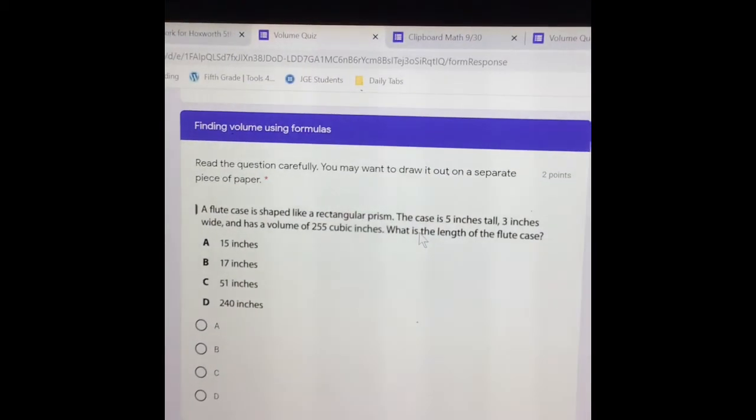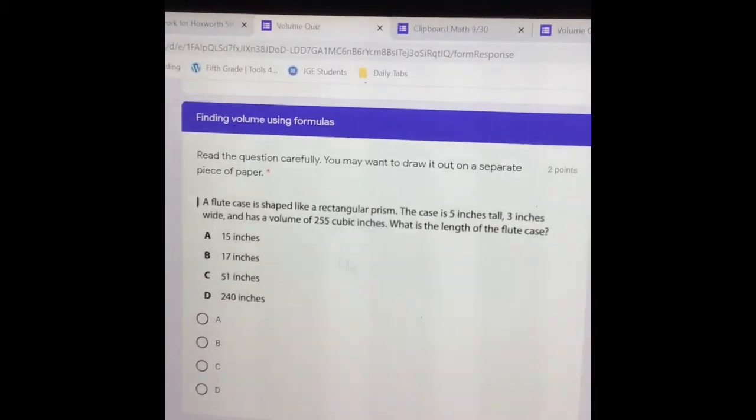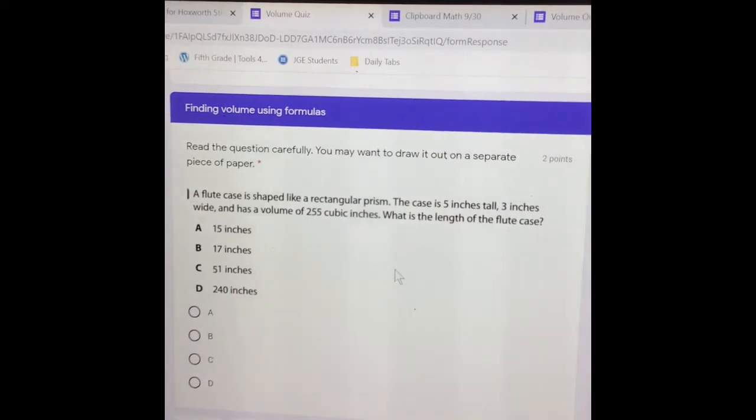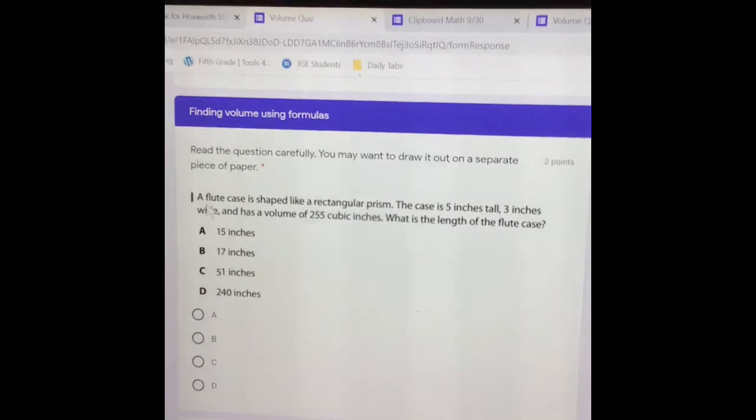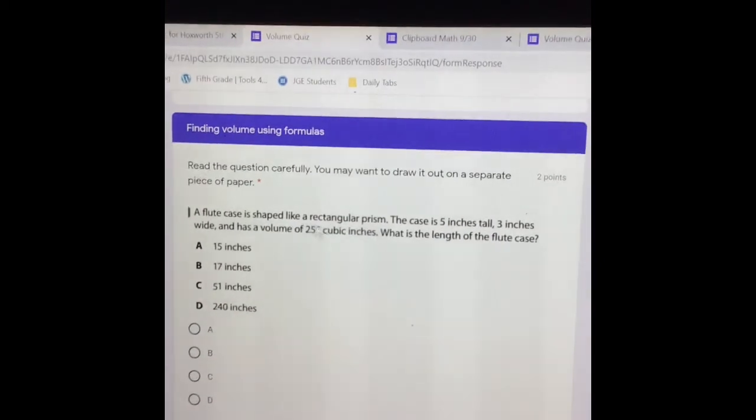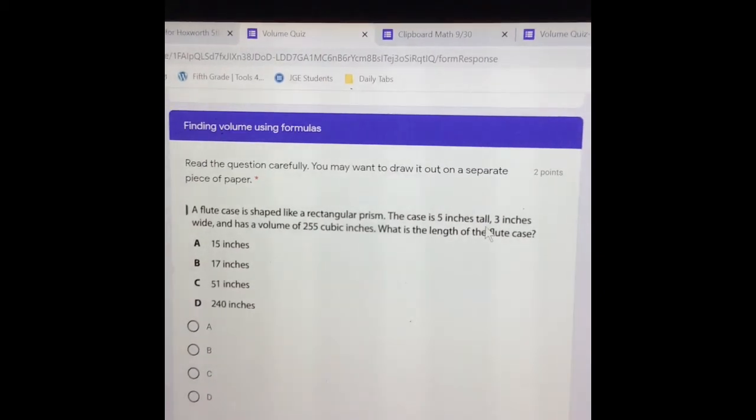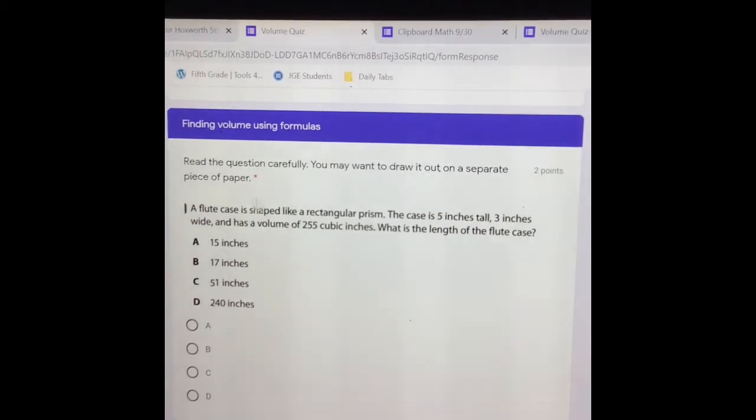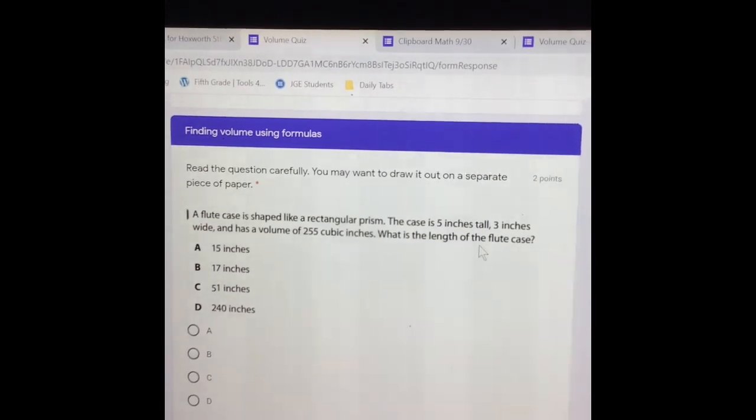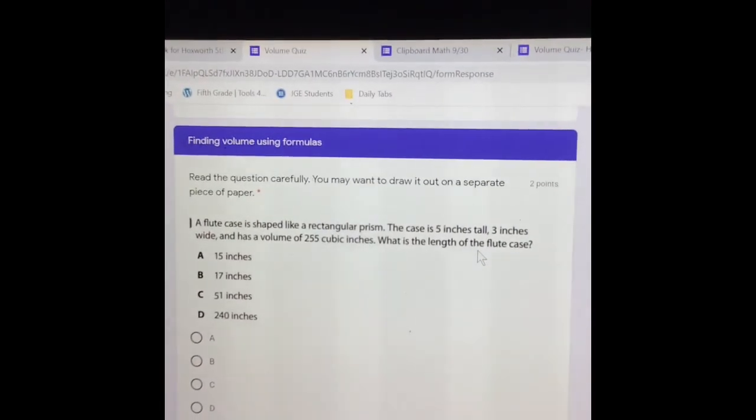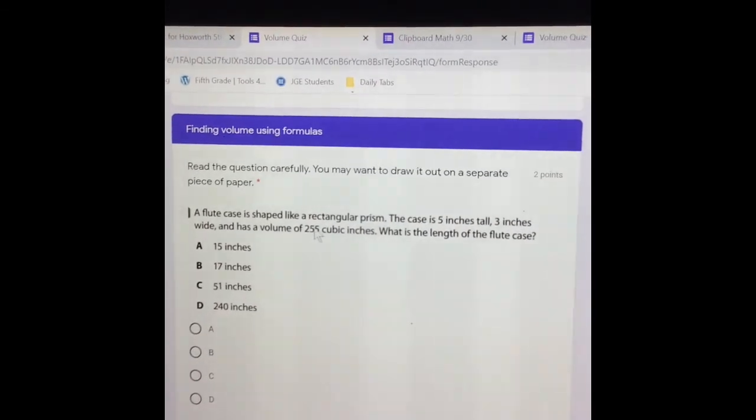Next question is finding volume using formula. All right, so this one doesn't have a box, but it is telling you the dimensions. So a flute case is the shape of a rectangular prism. The case is 5 inches tall, 3 inches wide, and has a volume of 255. What is the length? Oh, this question's not asking you what the volume is. It's already giving you the volume.